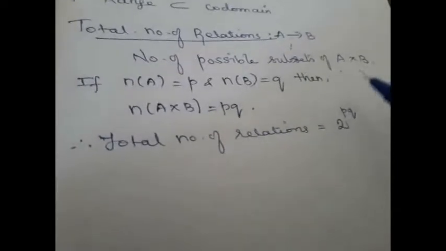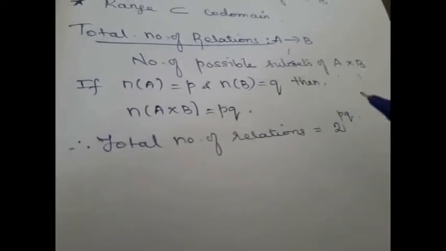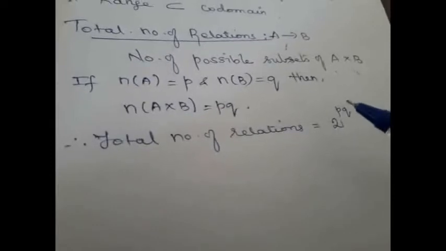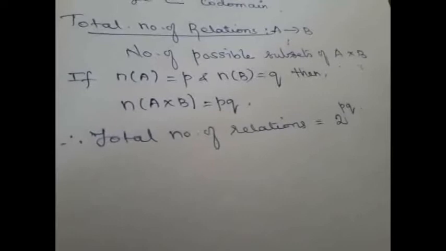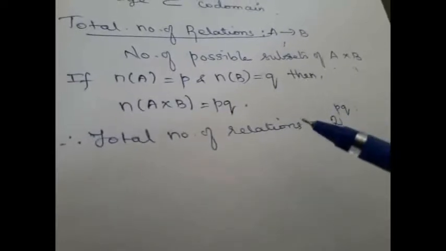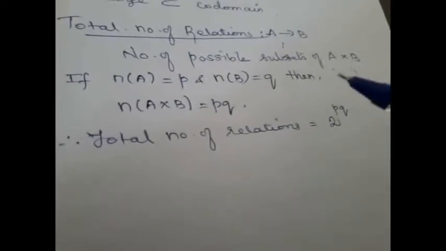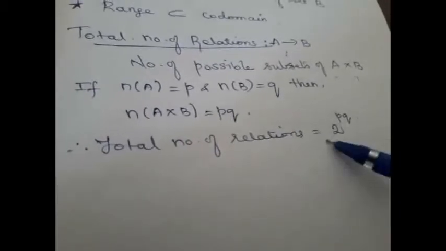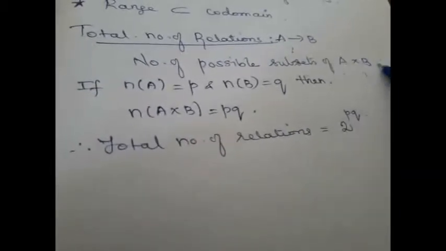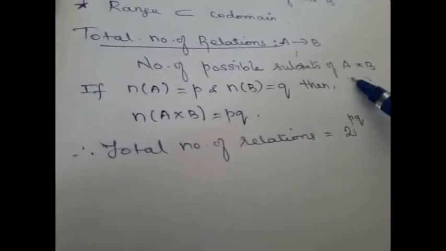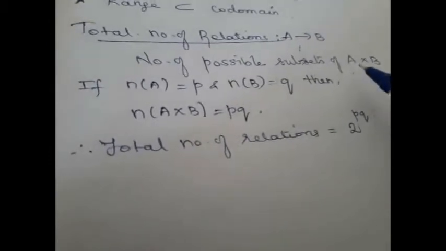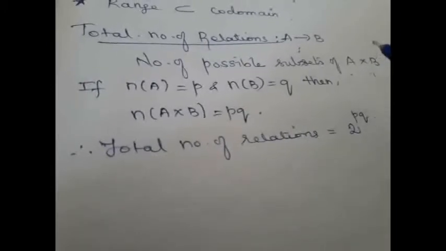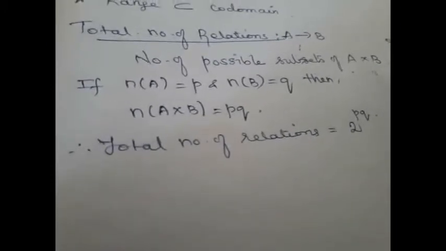We know that if the set A has n elements, then the set A can have 2 power n subsets. Do you remember? We have learnt that the power set also will have 2 power n elements. In the same way, first we are going to find how many elements A cross B has. Then we can easily identify how many subsets A cross B can have, right?